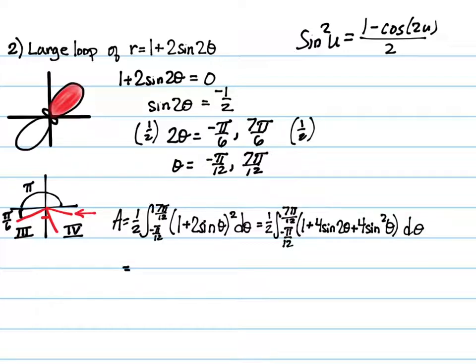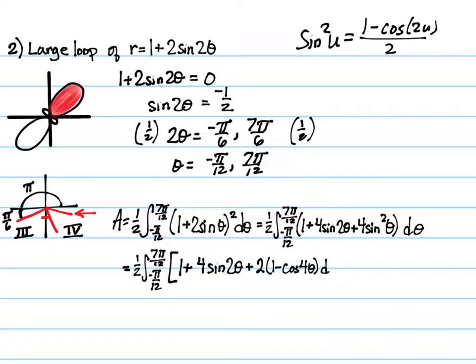So my antiderivative changes to 1/2. Oops, I had said that I copied that, and I did. There's 1/2 integral from negative pi over 12 to 7 pi over 12. And I would need to change this up. So I have 1 plus 4 sine of 2 theta. That's the same. And then I have, instead of 4 times it, I'll have 2 times 1 minus cosine, and I double my angle, so it's now 4 theta, d theta. I left off my brackets. Let's put that in.